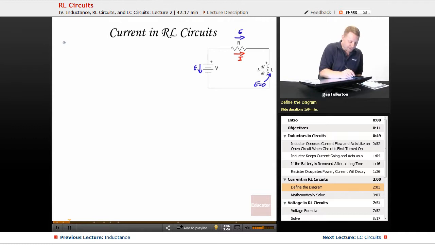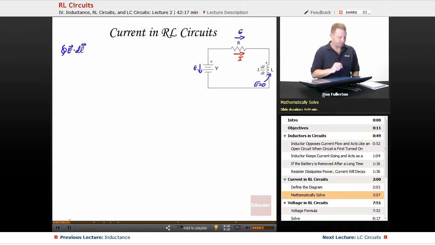So let's start by writing our equation. The integral over the closed loop of E dot dl is going to be the opposite of d phi B dt. We've been doing that for a while, Faraday's law. Well, when we do this, let's look at our E dot dl side. We're going to have minus V plus our potential drop across R, IR.